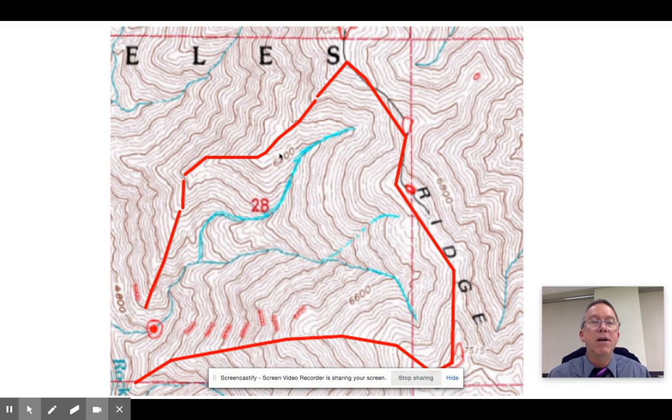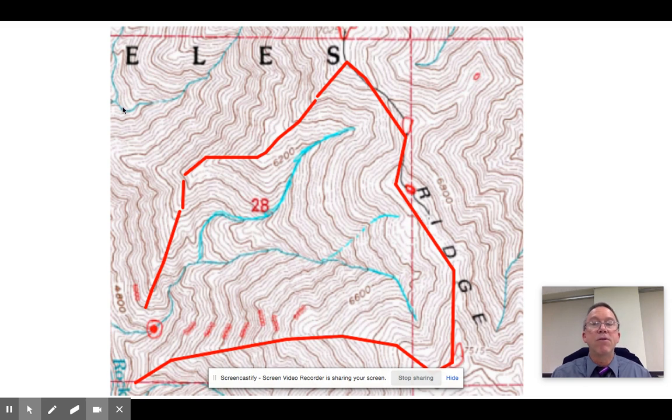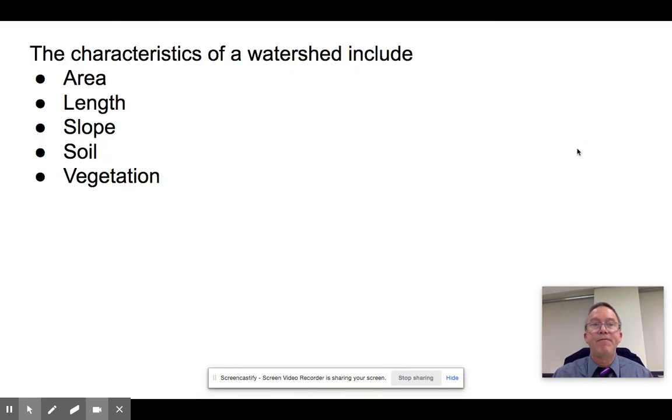So water landing on this side of that red line is going to flow into this watershed and pass through this discharge point. But water landing outside of this area is going to shed to a different watershed and flow through a different discharge point.